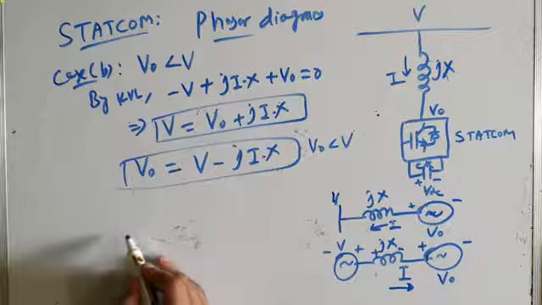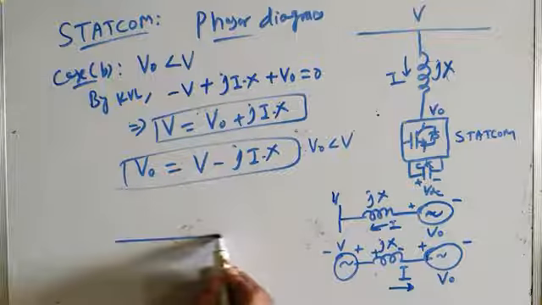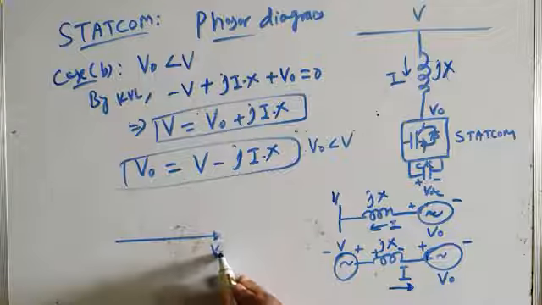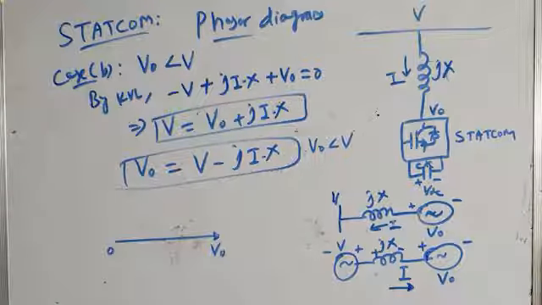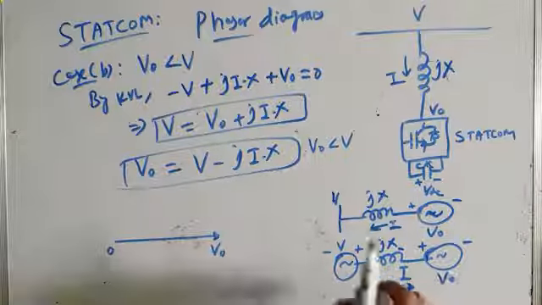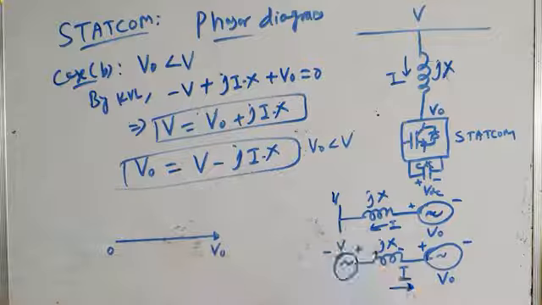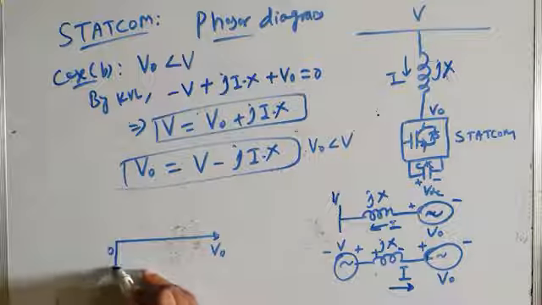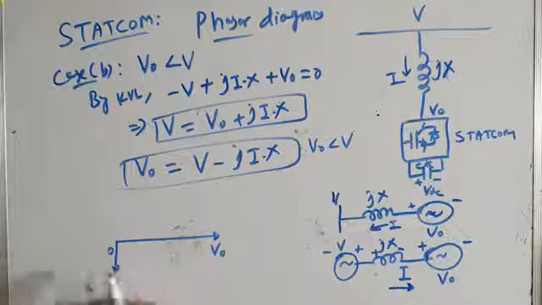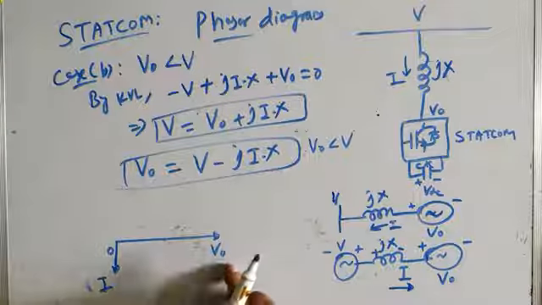So let us draw the phasor diagram. The phasor diagram will be like this. Again, the inverter output voltage phasor is taken as reference. And we assume that when the Statcom output voltage is made less than V, it draws the lagging power factor current. So current I lags behind the voltage by 90 degrees. So I is lagging behind V0 by 90 degrees.